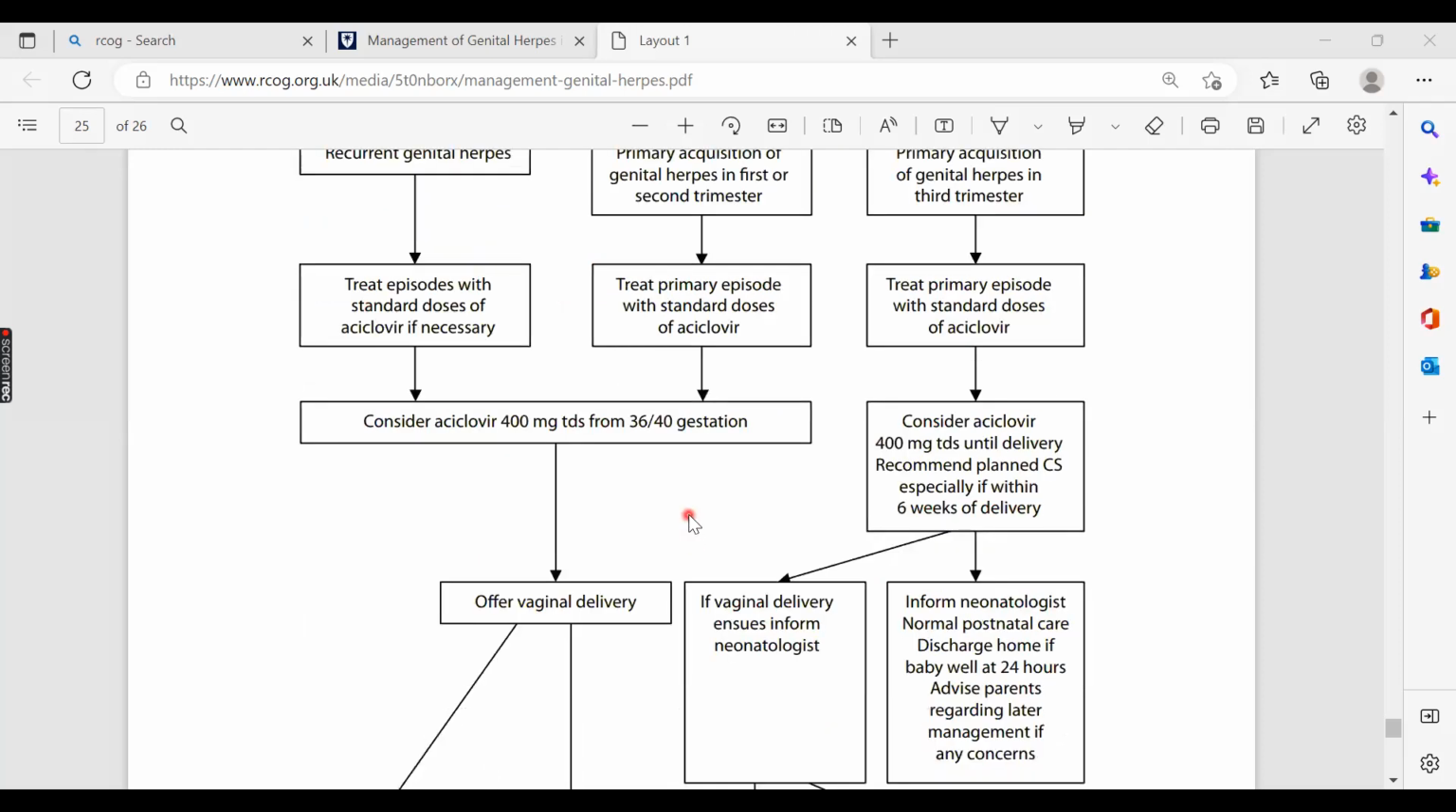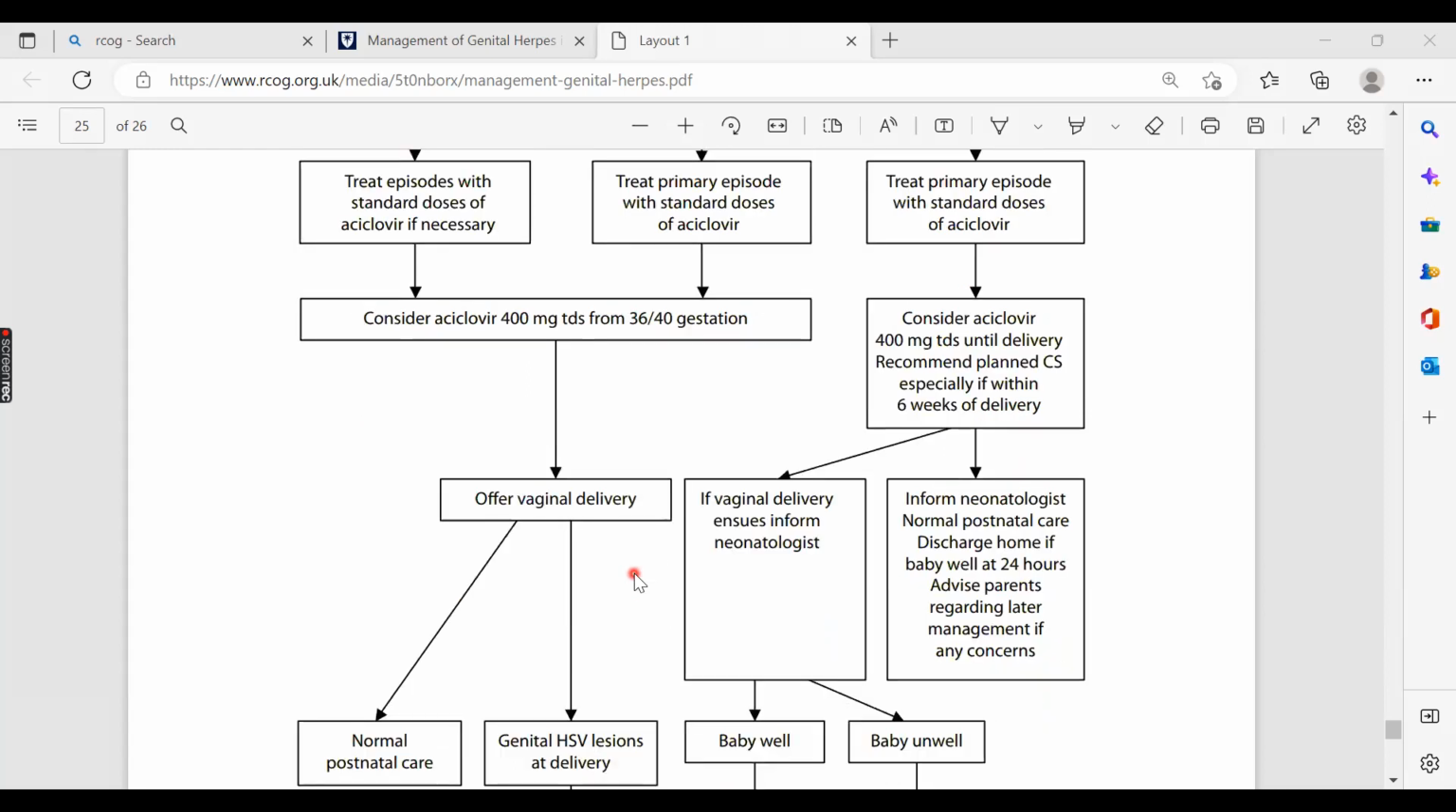This is where, in HIV, we said we give the suppressive dose at 32 weeks, because there is a risk that she might go into preterm labor, either iatrogenic or if she has a SROM. So we are taking into view the HIV status of this pregnant woman, and giving the suppressive dose starting from 32 weeks onwards. But for everybody else, we start from 36 weeks onwards. Then we can just offer her vaginal delivery and normal postnatal care.